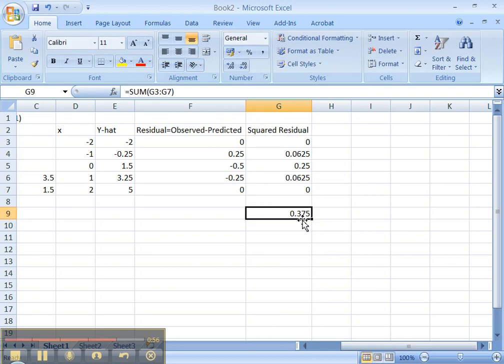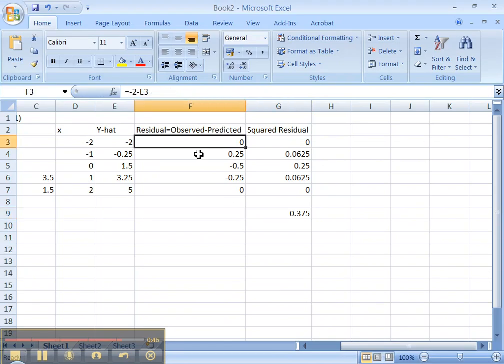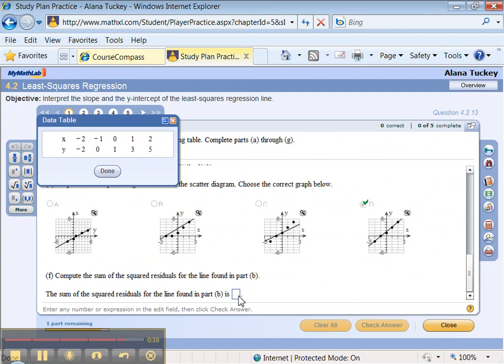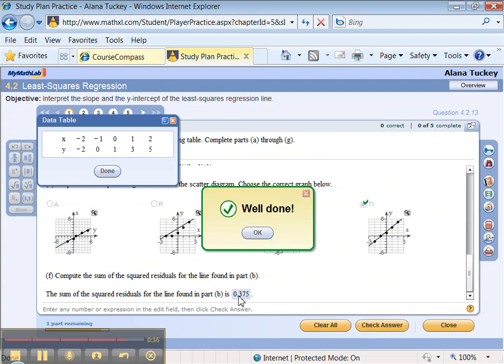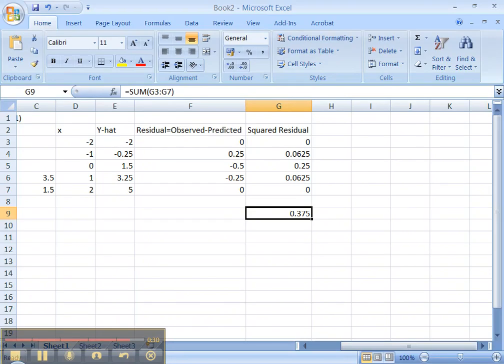There we go. So the sum of the squared residuals, what it's asking us for, the sum, add up, the squared, I squared them, residuals. I made a table and found out how off I was for every point. I squared that how off I was, and then I added them all up, and I get 0.375. And there it is.